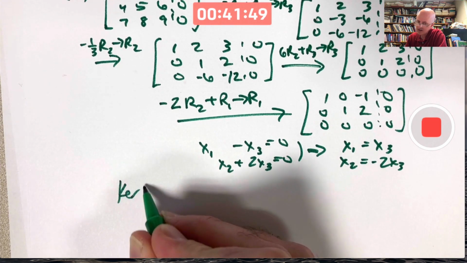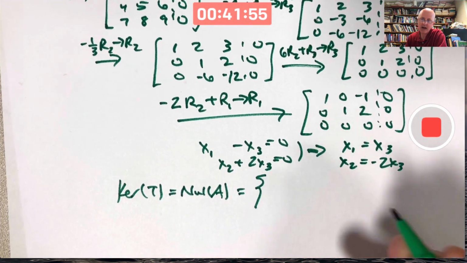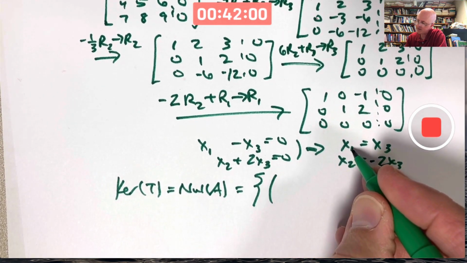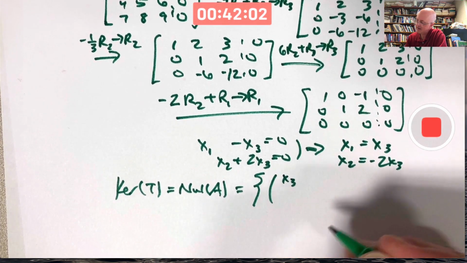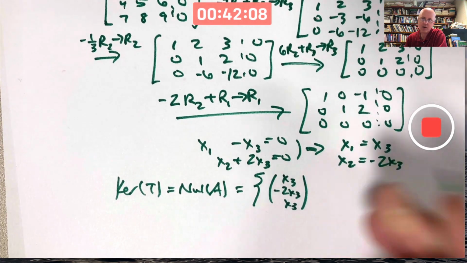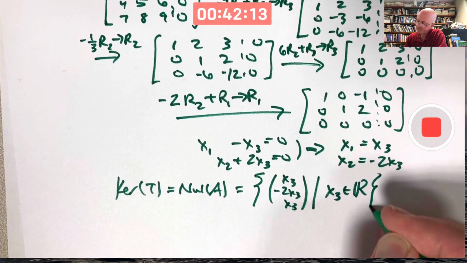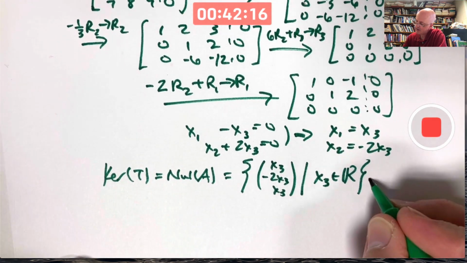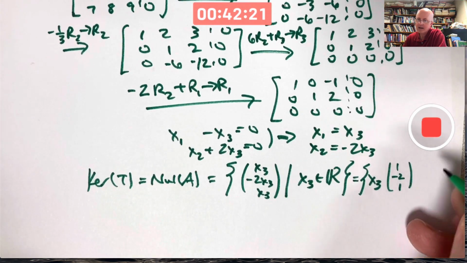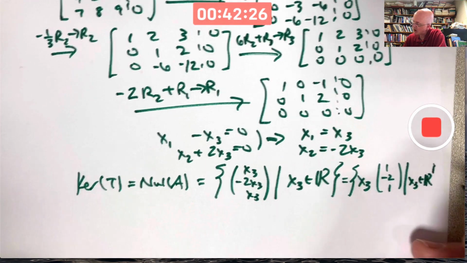The kernel of T, which again is also called the null space of A, is the set of all three-dimensional vectors where the first component is, say, x3, the second component is negative 2x3, and the third component is x3. The free variable is itself, as x3 varies over all real numbers. That's fine. You could also factor out the x3 and write it this way, as x3 varies over all real numbers.